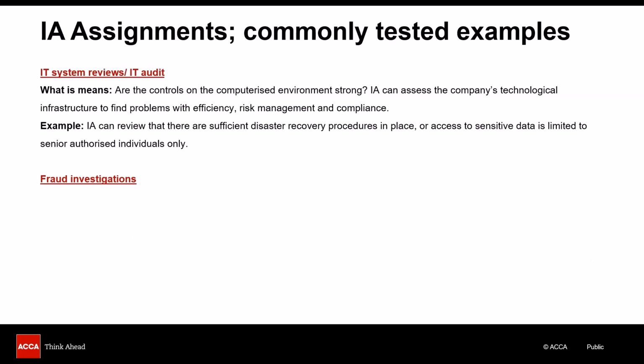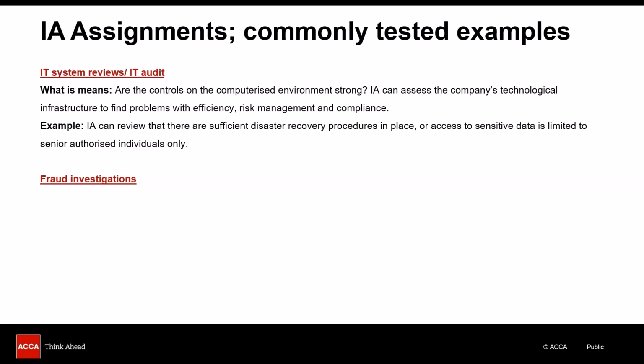In an IT systems review, internal auditors are basically going to evaluate if the controls in the computerized environment are strong. They can assess the company's technological infrastructure to find any problems with efficiency, risk management, and compliance. For example, they can review whether there are sufficient disaster recovery procedures in place, or make sure that access to sensitive data is limited to senior authorized officials only. They can look at whether general and information processing controls are designed effectively and operating effectively, etc.